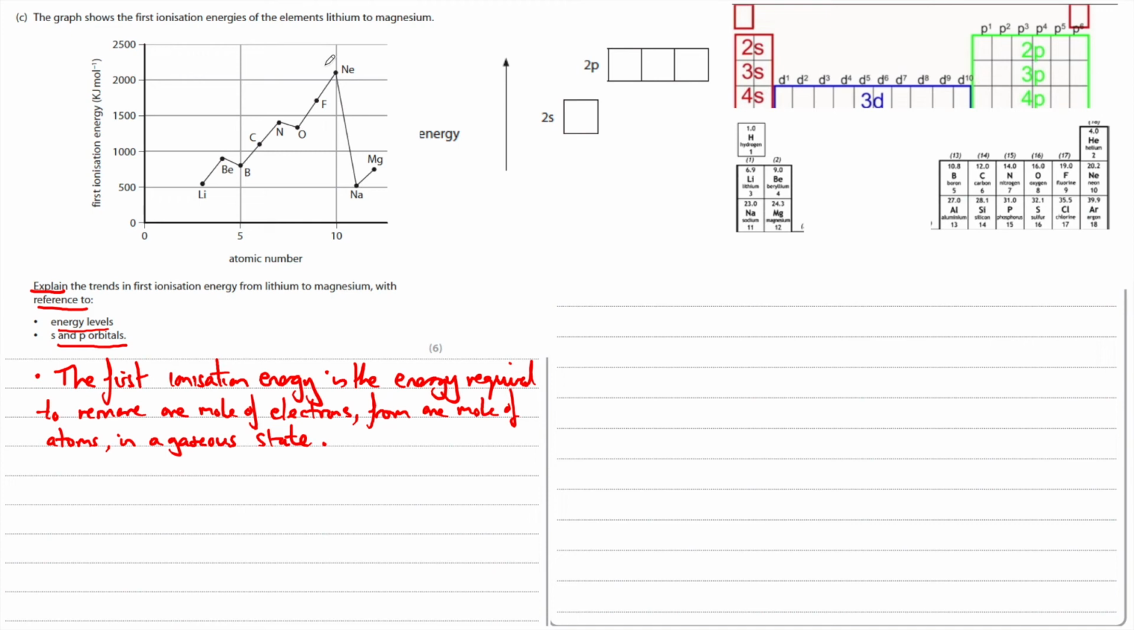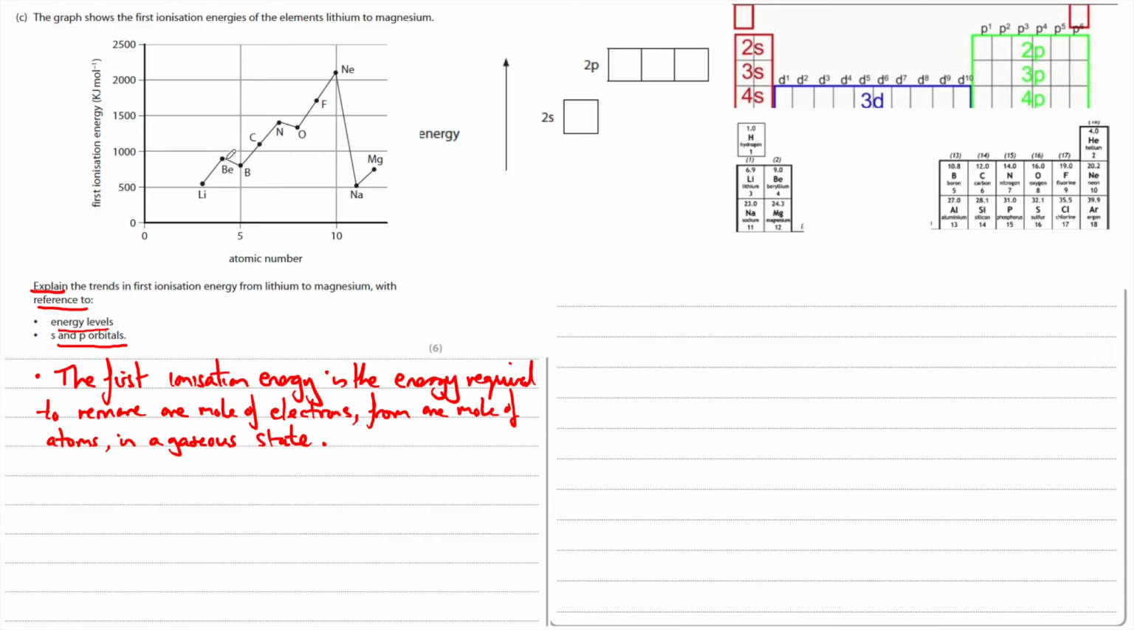So we've got to consider, why does it take more energy to remove the first electron? Well, it must be held more tightly to the nucleus. And that's because as you go along a period, the number of protons increases, so your nuclear charge increases, and of course the radius of the atom gets slightly smaller. So that explains the general trend.